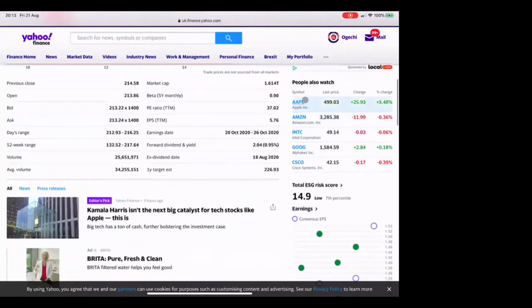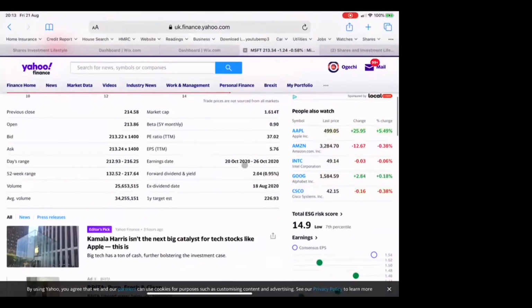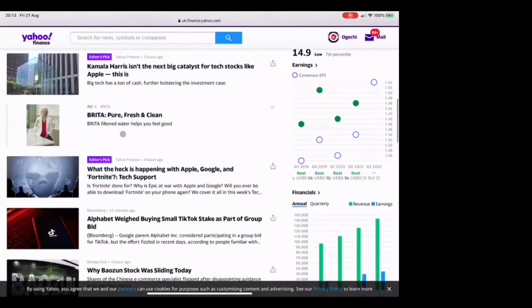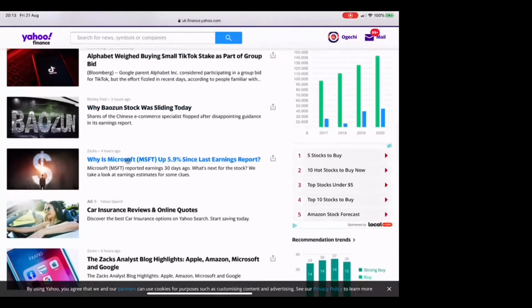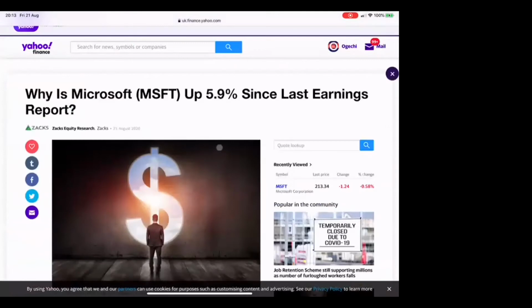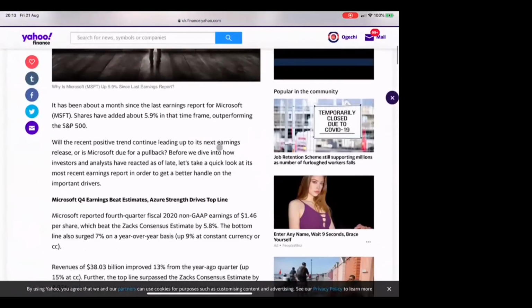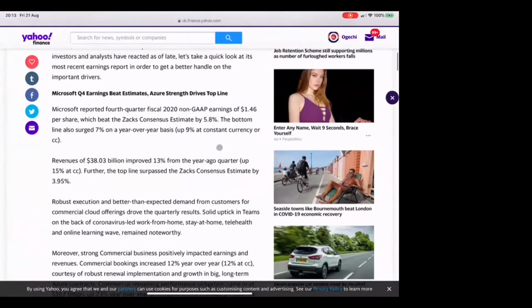You can check a summary of it as well. You can see other competitors with similar market cap, what people are also watching. You can also see the latest news. If there's any gist that's recent on Microsoft worth buying, you can see all the news here. Sometimes I read this news and I tweet on them. You can see why is Microsoft up 5% since the last earnings report, which was just announced. This is 4 hours ago. If I like the gist in here, which seems like a very interesting gist for me, I'm tweeting that as well.